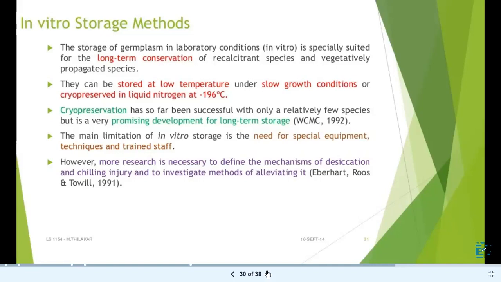The main limitation of in vitro storage is the need for special equipment, techniques, and trained staff. However, more research is necessary to define the mechanisms of desiccation and chilling injury, and also to investigate methods for alleviating it.